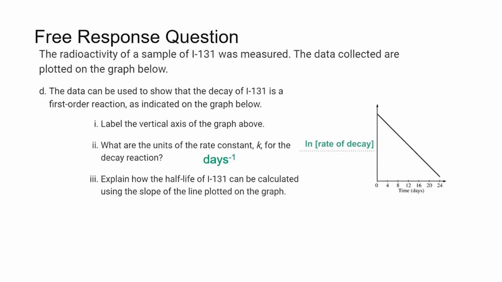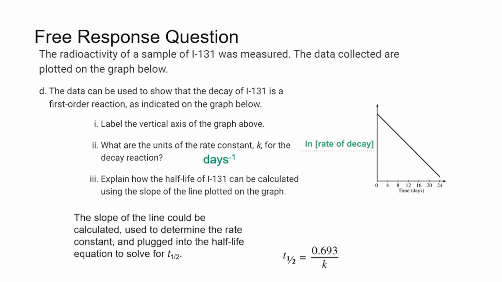Explain how the half-life of iodine 131 can be calculated using the slope of the line plotted on the graph. The slope of the line could be calculated, used to determine the rate constant, and then plugged into the half-life equation to solve for the half-life.